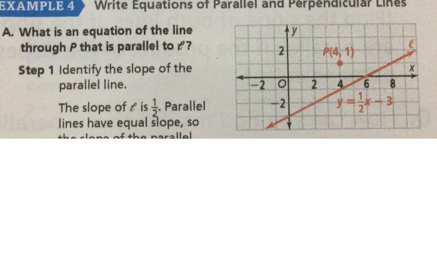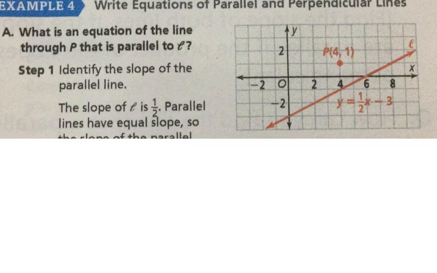Okay, so it tells me to write an equation of a line that goes through the point P. I need to go through this point, but it must be parallel to line L. So what does it mean if they are parallel? They must have the same slope. What is the slope of this line? It's 1/2. Remember, if this is in y equals mx plus b form, then my m is the slope. So 1/2 is the slope.